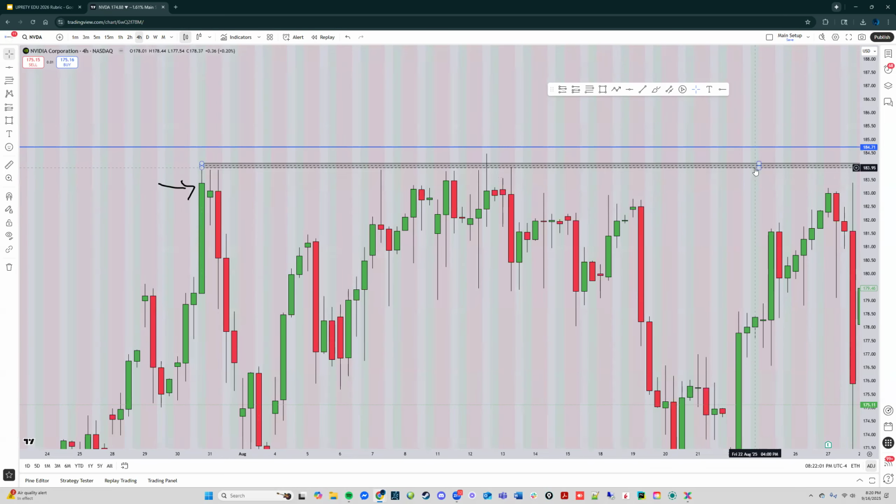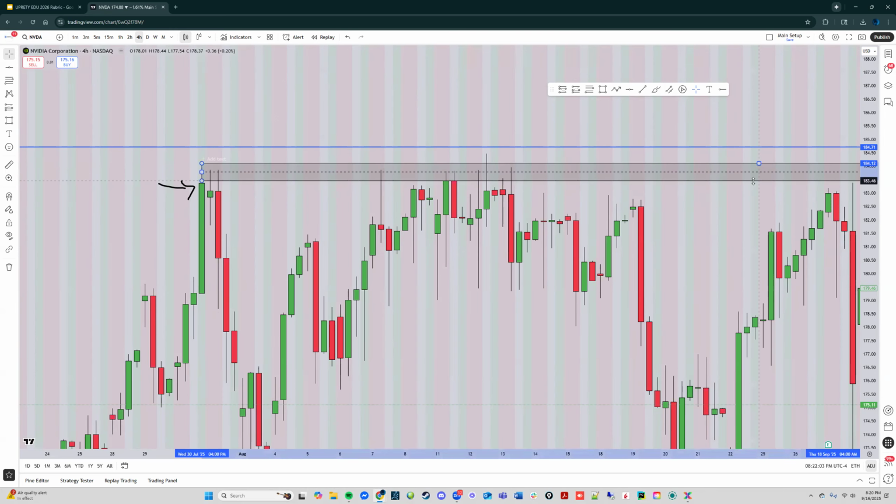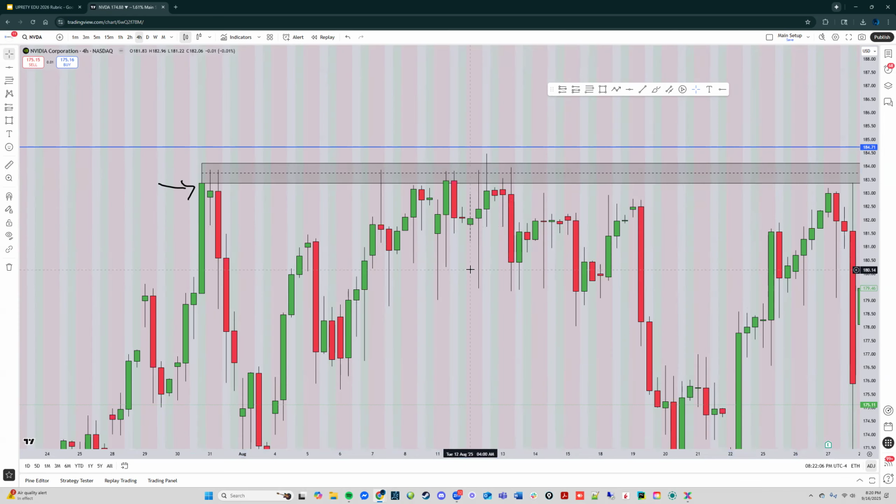Okay, what I'm going to do is take this and draw it all the way down to the body. Okay, and look what happens here. Price went into that zone. Usually, do you guys see this little line right here?